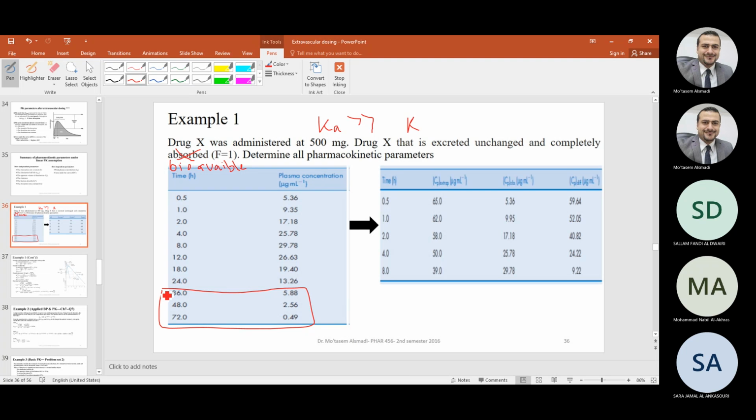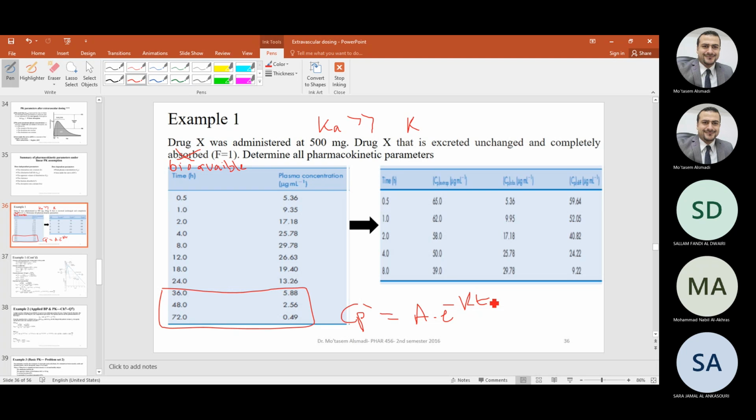What's the equation for the terminal phase? That's Cp prime equal to A multiplied by e power minus k Ft. Is this a linear equation? It's not, right? So can we do linear regression on it as it is?